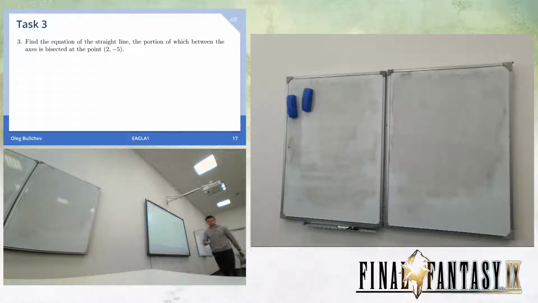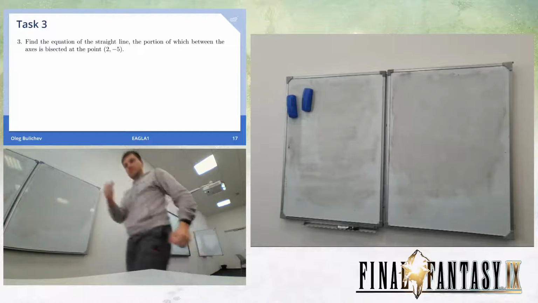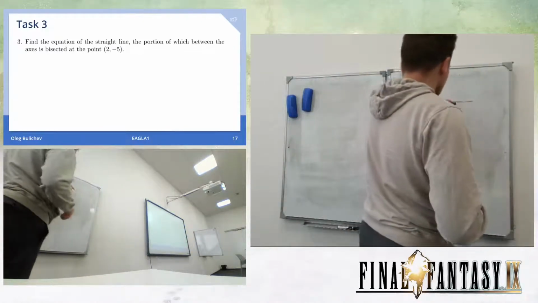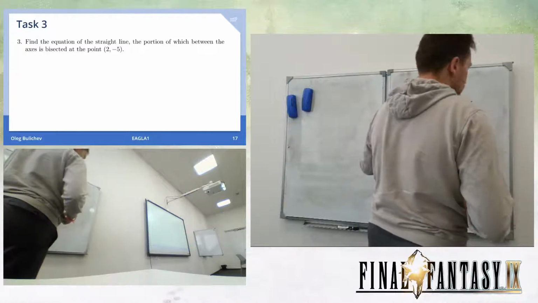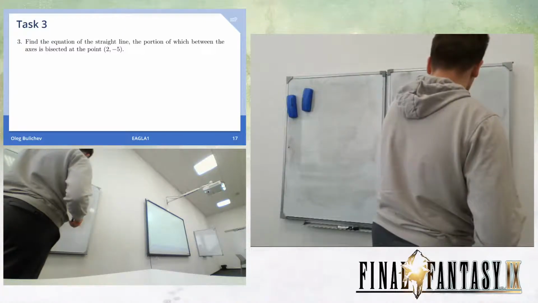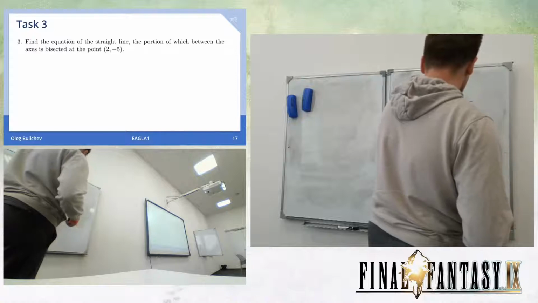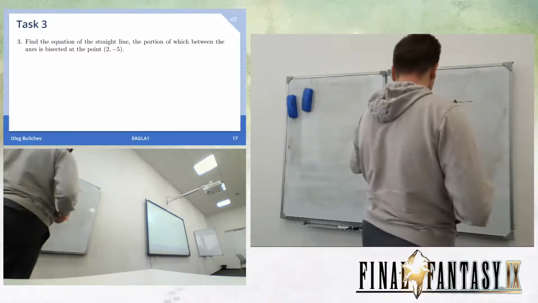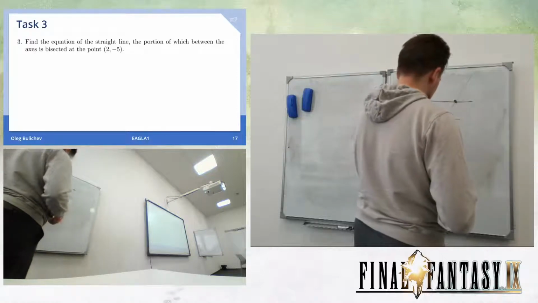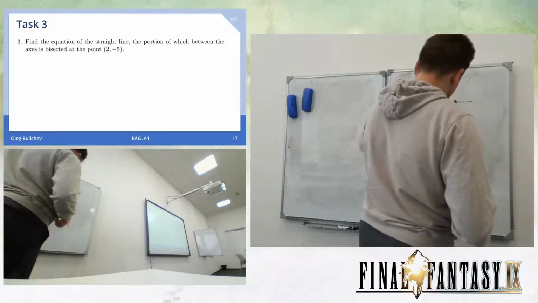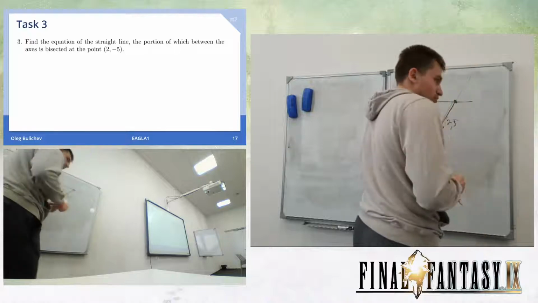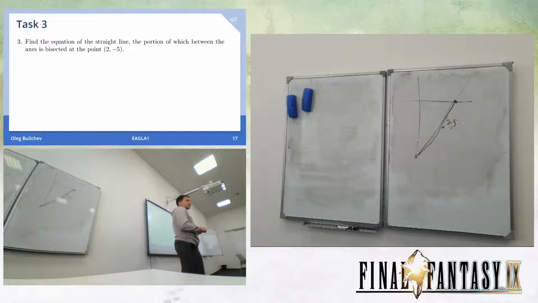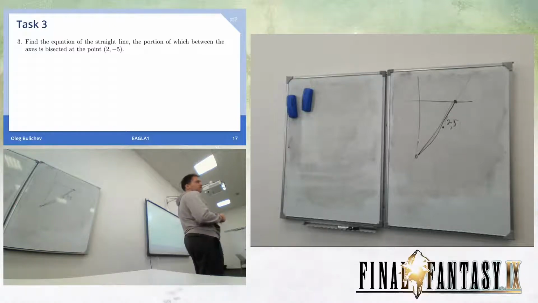Okay, so we can draw it. So we have some segment, we have the point 2, minus 5. And we put it in this segment. Okay, what does bisected mean? It is the middle of the segment.